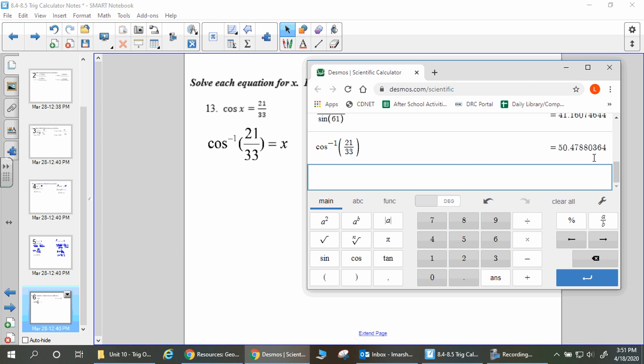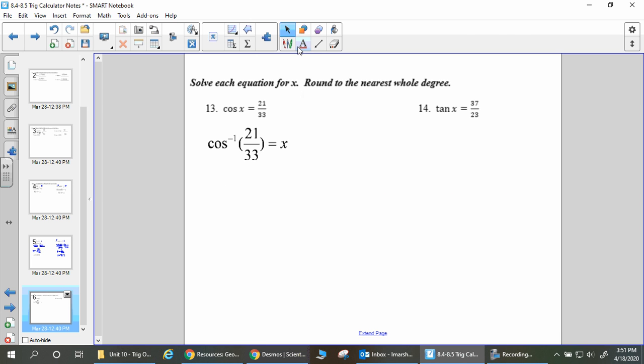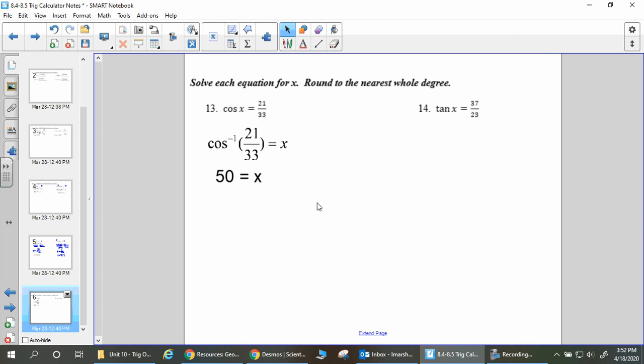You should be seeing this same 50.4788 that I am. Now my instructions here were nearest whole degree, so only look one decimal back. This is a 0.4. 0.4 does not round up, so this is going to be a 50-degree angle. So 50 is going to equal x.